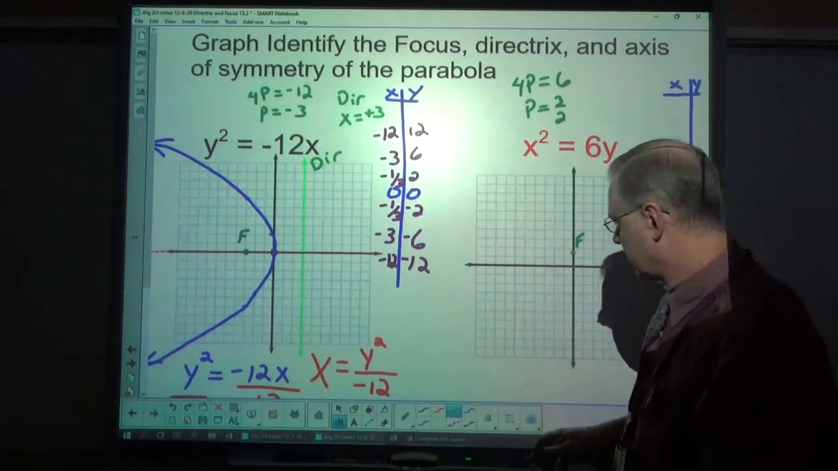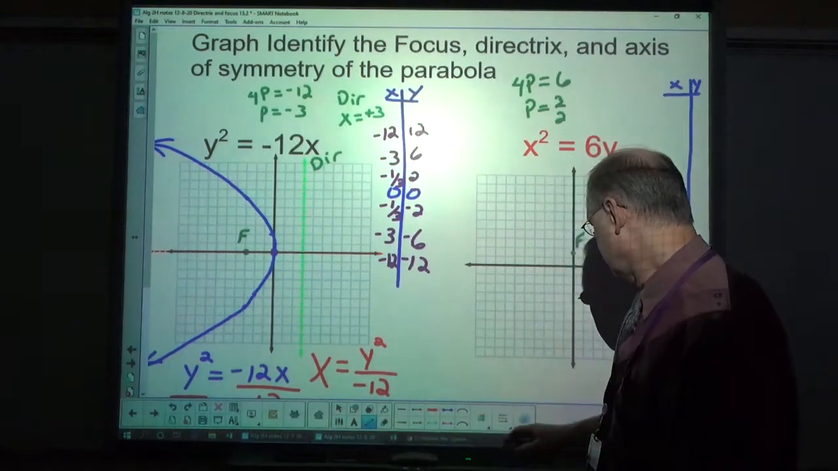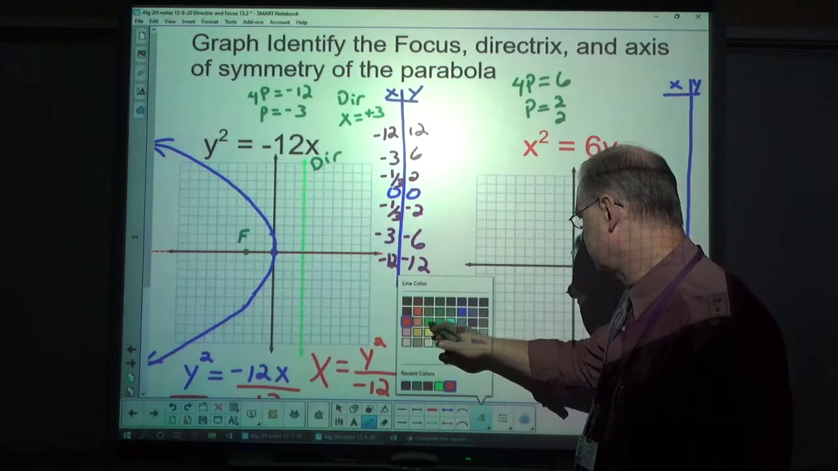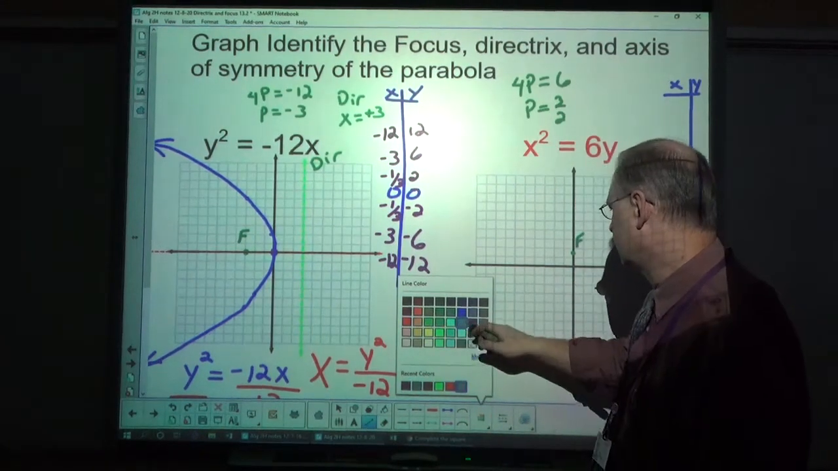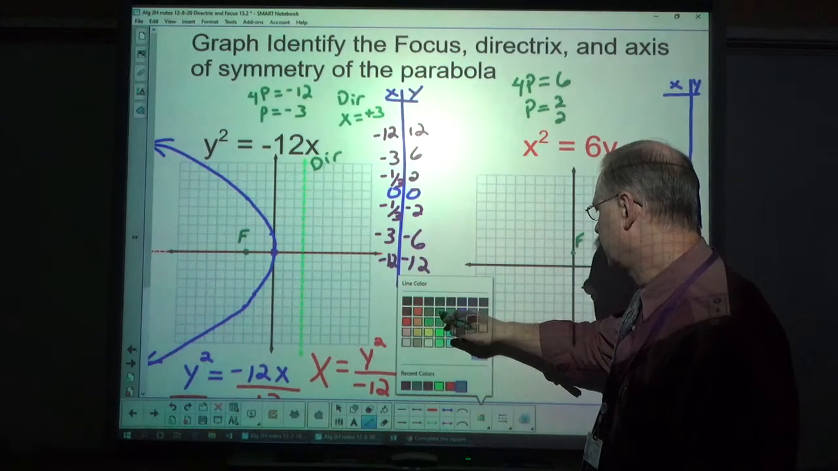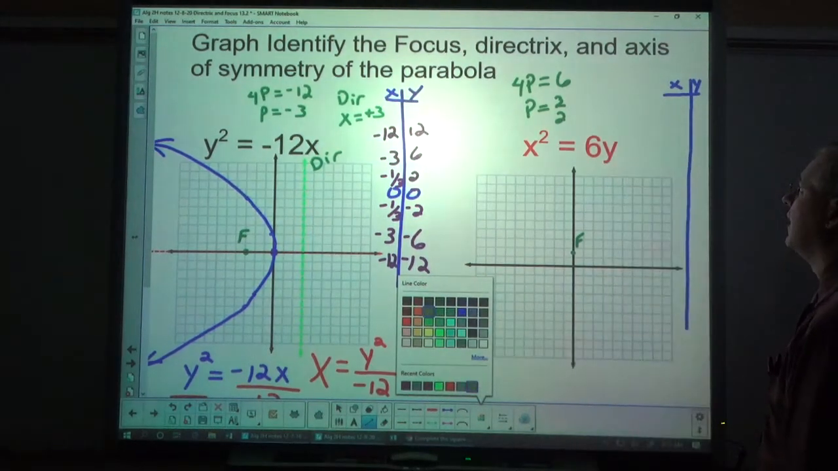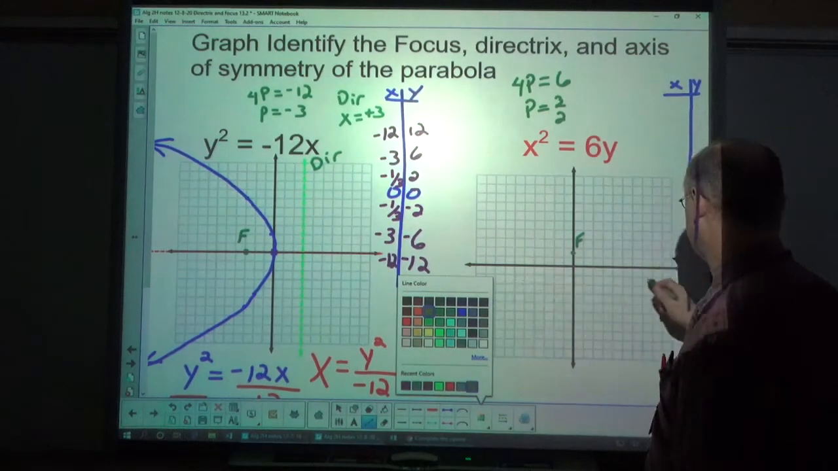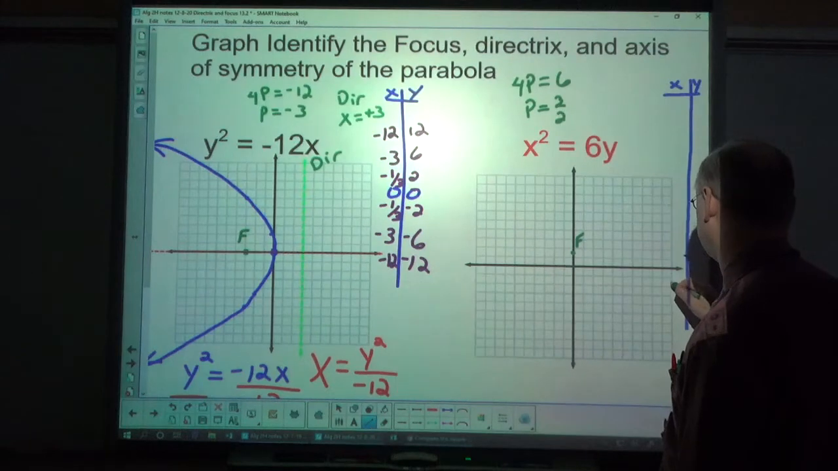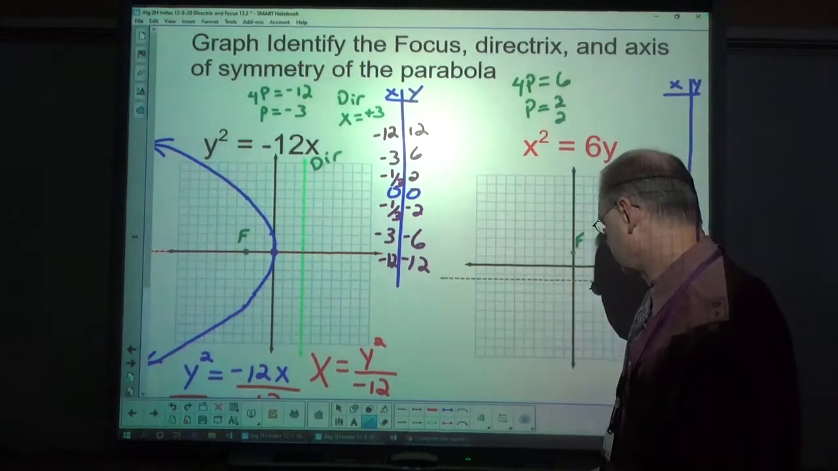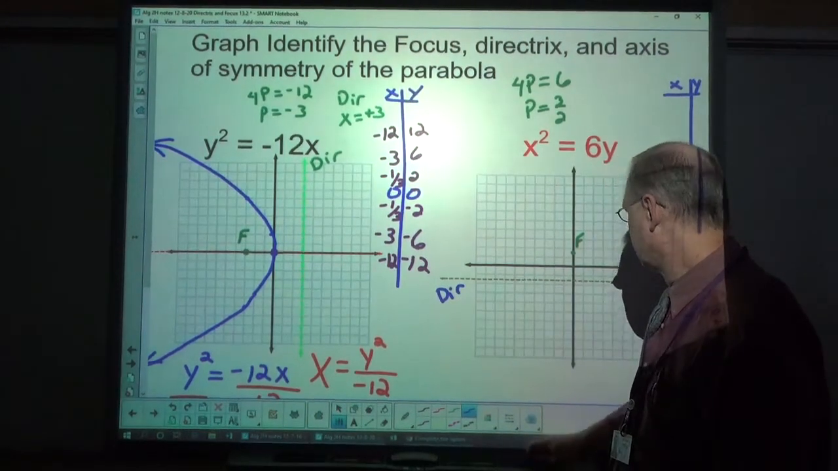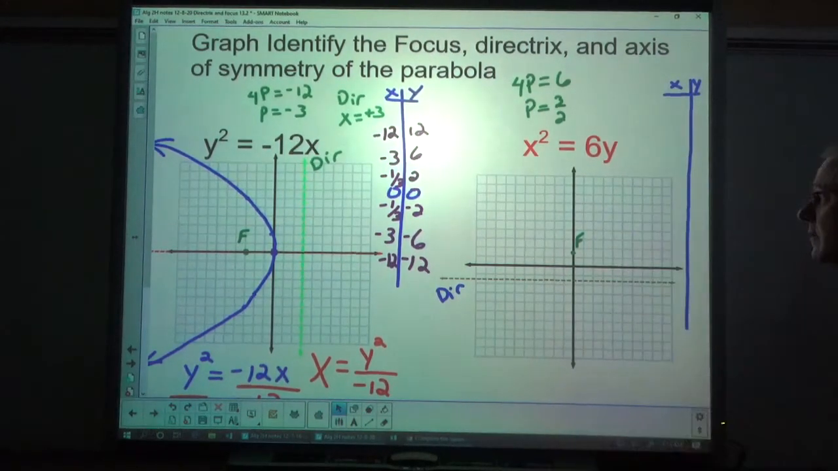And our directrix is going to be, let's call it this. No, this. It's going to be a horizontal line at negative 1.5. There's our directrix. All right. Now we have to plot some points.